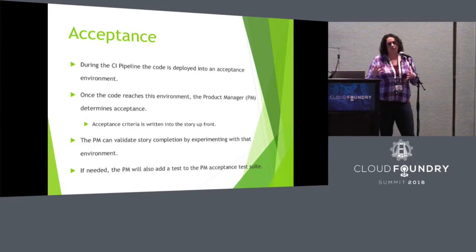There's also the idea of acceptance. There's all this automated testing and automated verification, but we also have some manual acceptance that the PM does to make sure that what actually went in is the correct behavior according to the story that was implemented. We also use the acceptance environment for doing acceptance testing to make sure that in a real Diego deployment with multiple VMs on AWS, things are actually working correctly. That same environment can be used by the PM to go in and verify that the code that we added is actually doing the correct thing according to the acceptance criteria.